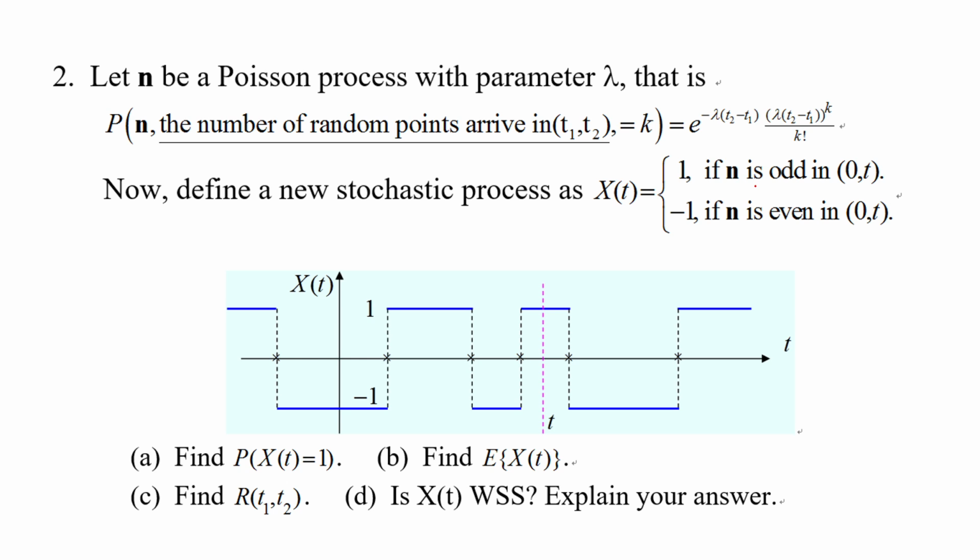This question is: let N be a Poisson process with parameter lambda, that is, the probability that N, the number of random points arriving in the range between t1 and t2, equals k. And the probability of this circumstance should be like this.